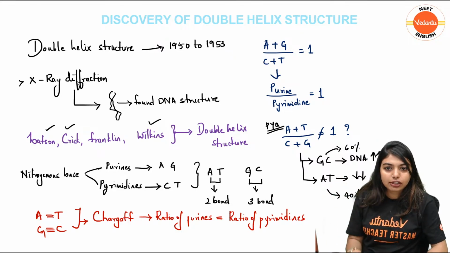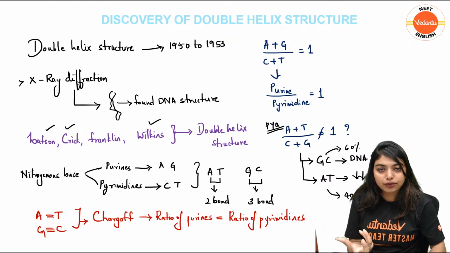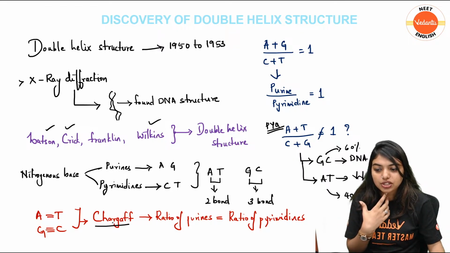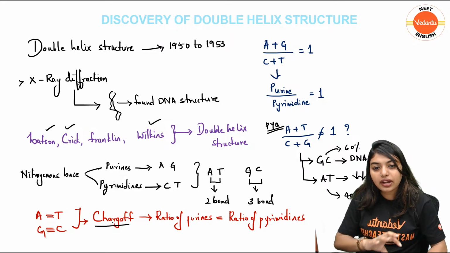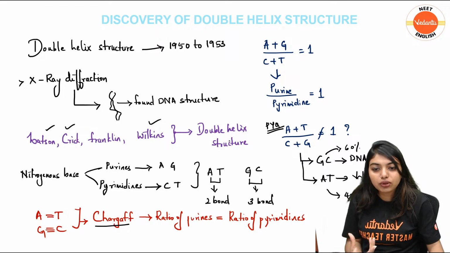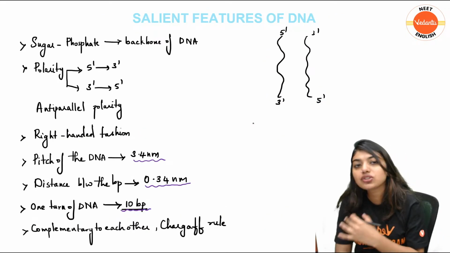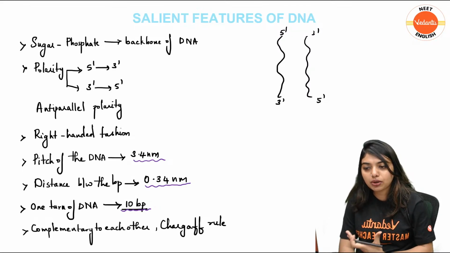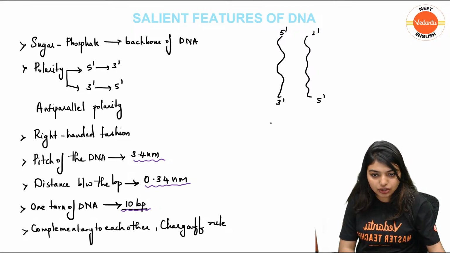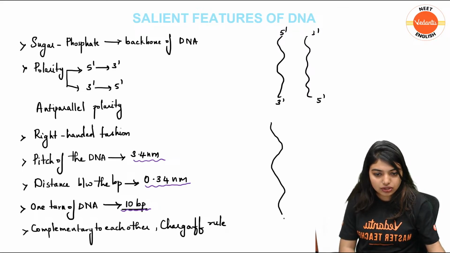Then we understood about nitrogenous bases. We understood about Chargaff rule, very, very important. We understood what is right in Chargaff rule and what is wrong in Chargaff rule. We also solved one PYQ question. Okay, then we understood salient features of DNA. What is so special about DNA? Why is it the double helical structure? Right, this is how the structure is.